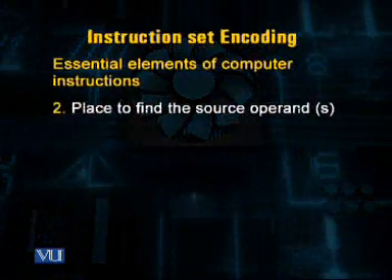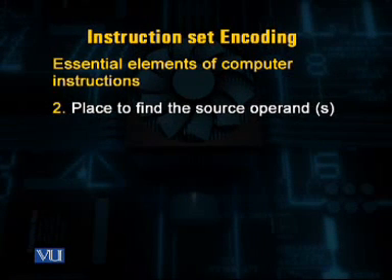The next important thing in encoding the instruction is to specify the place of the source operands. That is, depending upon the addressing modes, whether the source operand is available in some register, or it is available along with the instruction in the immediate addressing mode, or it has to be obtained from some memory location by using either the direct addressing mode or indirect addressing modes.